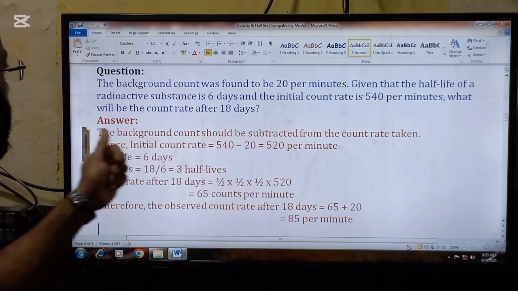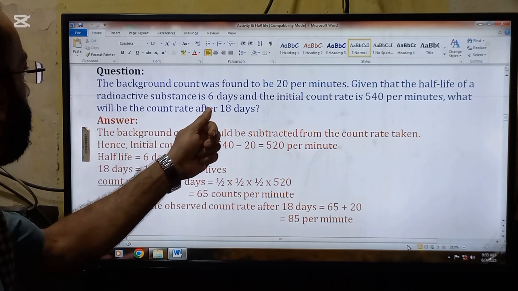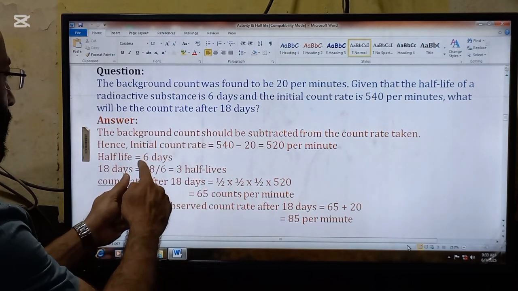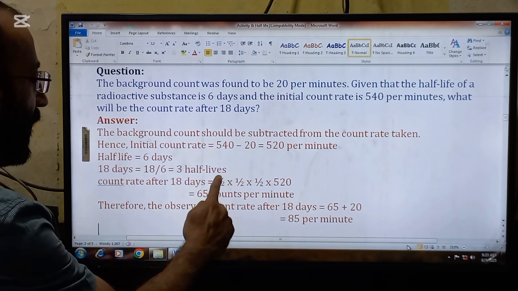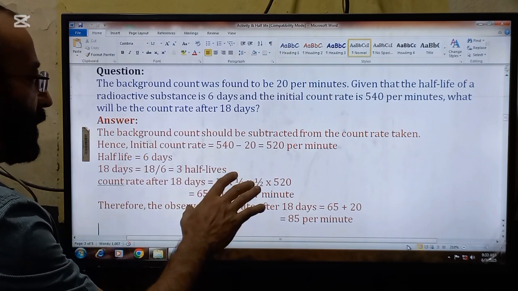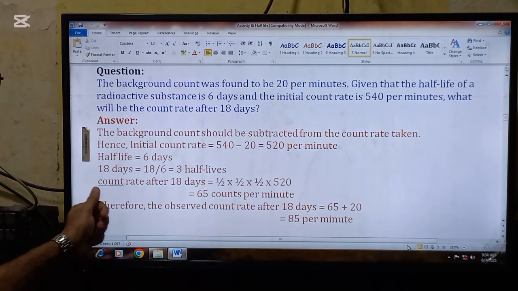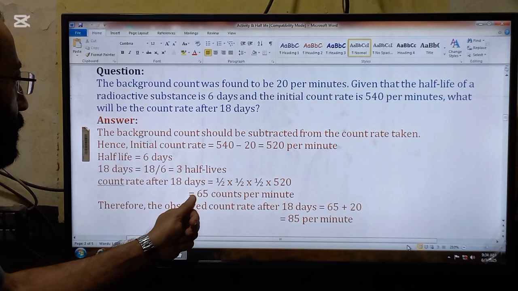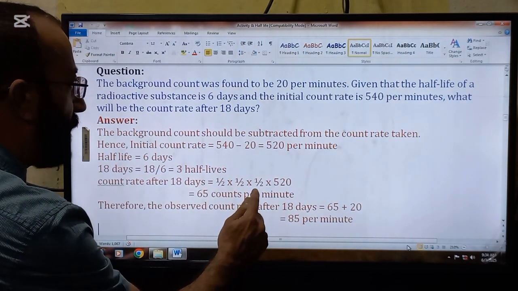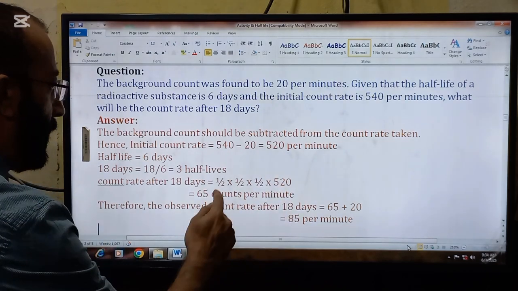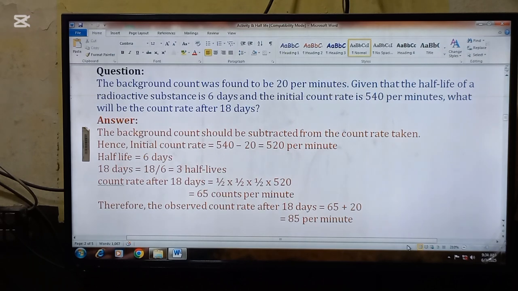Okay, what will be the count rate after 18 days? And 6 days is the half-life. So we will divide 18 by 6. 6 threes are 18. It means 3 half-lives are given in which we require the answer. So the count rate after 18 days will be equal to, since 3 half-lives are there, 1 by 2 into 1 by 2 into 1 by 2 into the initial count rate. Solve it on the calculator, you will get 65 counts per minute.